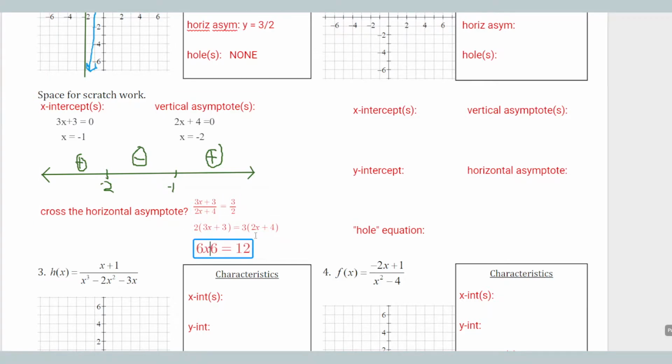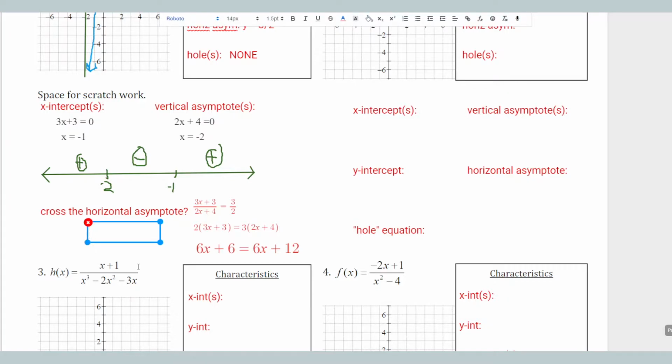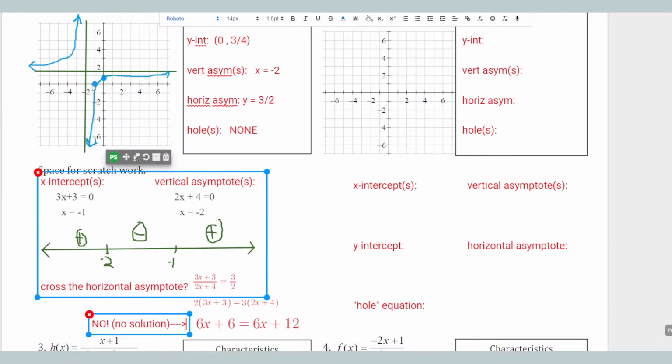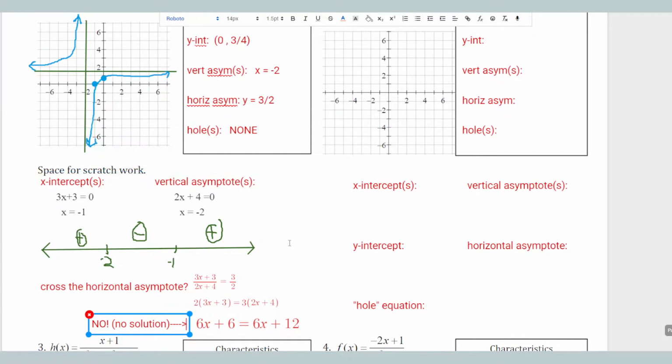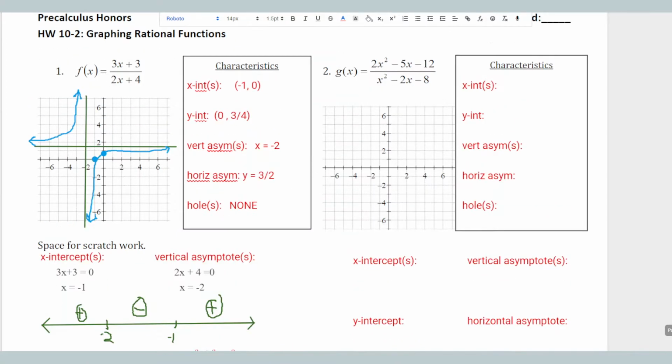So because there's no solution here, that means that there is no place where we cross the horizontal asymptote. So the answer to cross the horizontal asymptote: no. And that's because there is no solution to this equation. All right, so that means that our graph is good to go. We don't have to worry about fixing it.